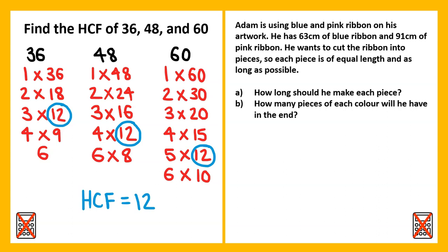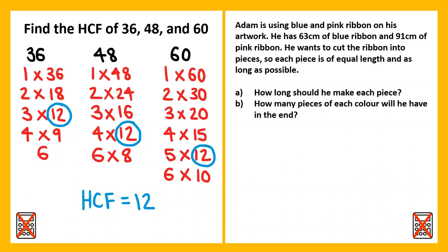Adam is using blue and pink ribbon on his artwork. He has 63 centimeters of blue ribbon and 91 centimeters of pink ribbon. He wants to cut the ribbon into pieces, so each piece is of equal length and as long as possible. Here you can see that these amounts of ribbon need to be cut down or divided into equal amounts, which are whole numbers. So this will involve factors.